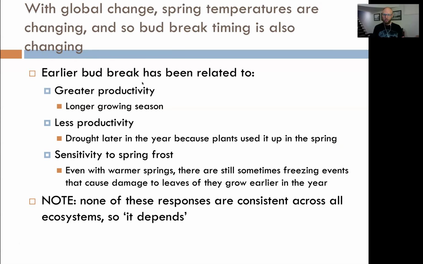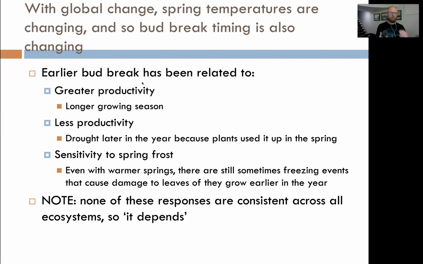So just a summary of spring temperatures and bud break: often they result in greater productivity, but if drought conditions occur due to low soil moisture, you can end up with less carbon. And that sensitivity to spring frost also can increase. If temperatures are warmer in the spring and they trigger bud break, and then you have a frost event after that, that can do a lot of damage to plants. It can take away a lot of the carbon that they had invested in those new leaves.